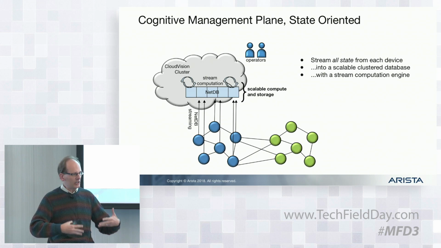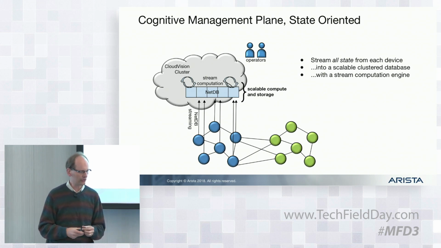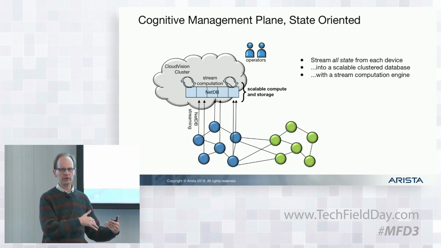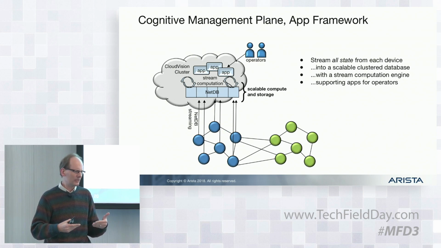On top of that state database, you should run a stream computation engine, and this is what CloudVision actually does today. Stream computation processes state updates as they come in and transforms, aggregates, summarizes, analyzes, converts from a device-specific idiosyncratic representation into standardized representations. And then on top of that, you can then run applications that give the user views of that sort of derived data, the output from your stream computation engine.